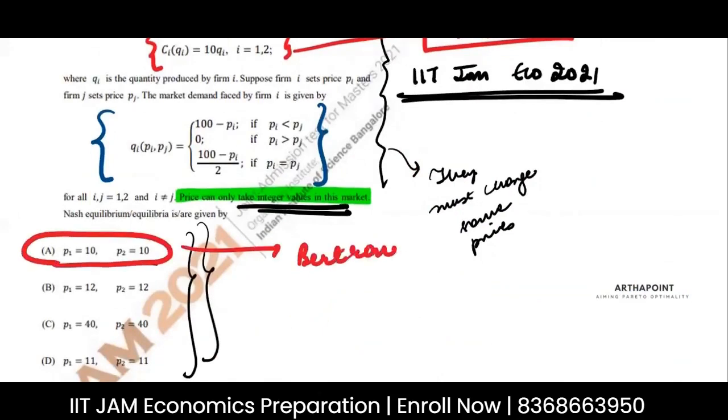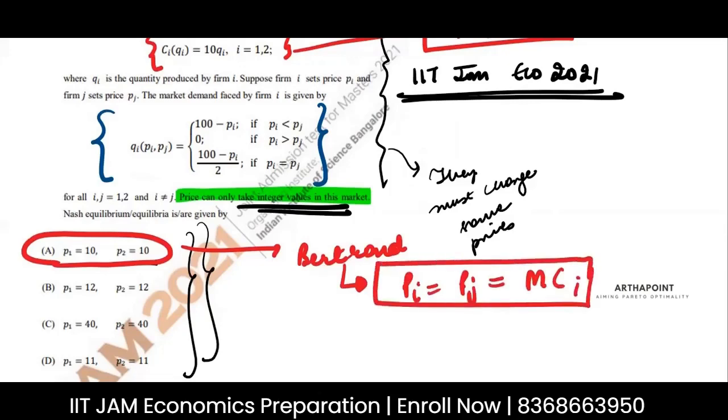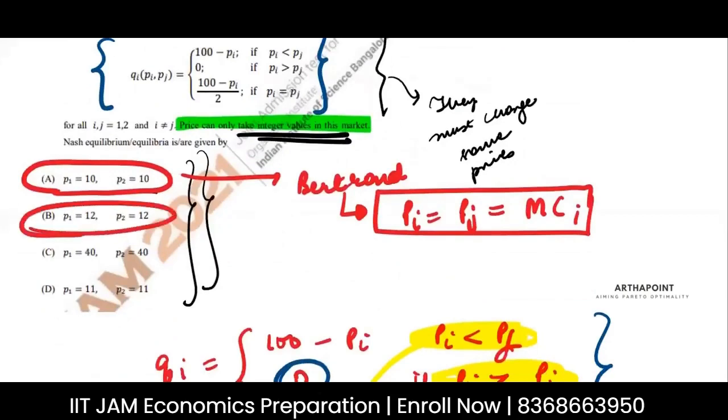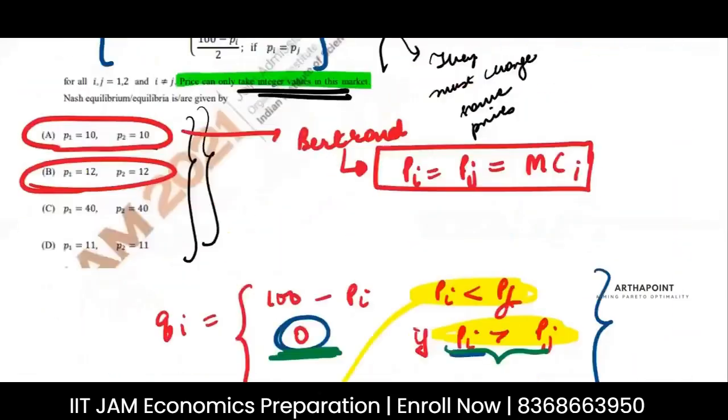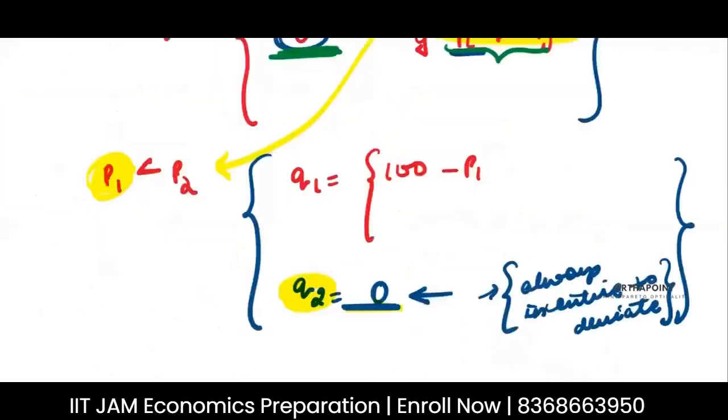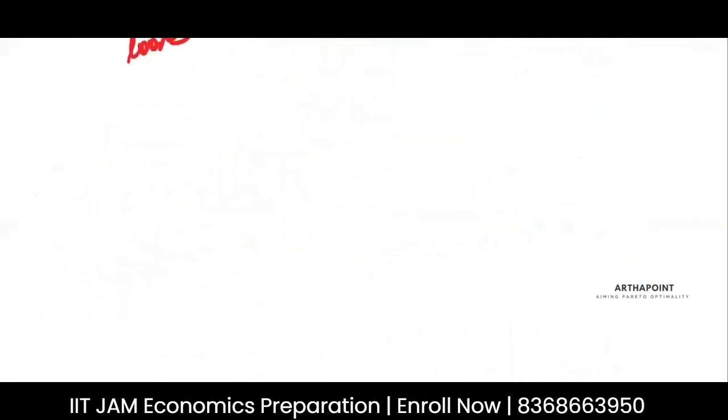Remember that the Nash equilibrium which is possible is where Pi is equal to Pj. Both firms will charge the same price, and they will charge price equal to marginal cost. We proved this. Now, consider P1 equal to P2 equal to 12. So the previous case is correct. This is Nash.